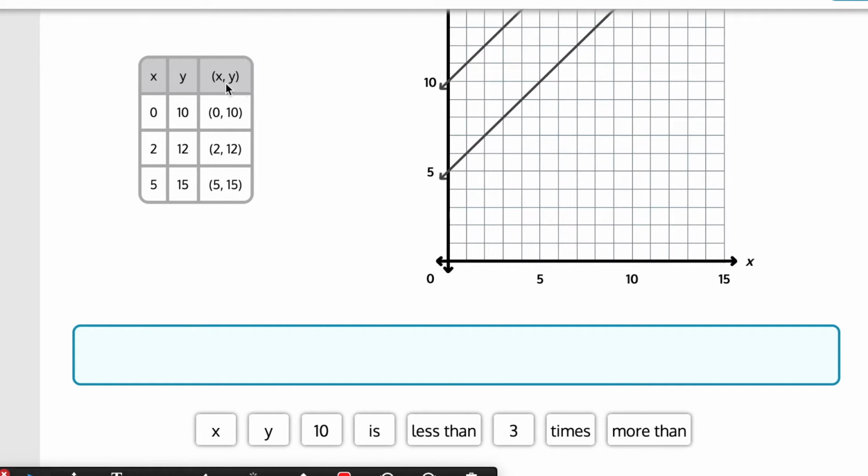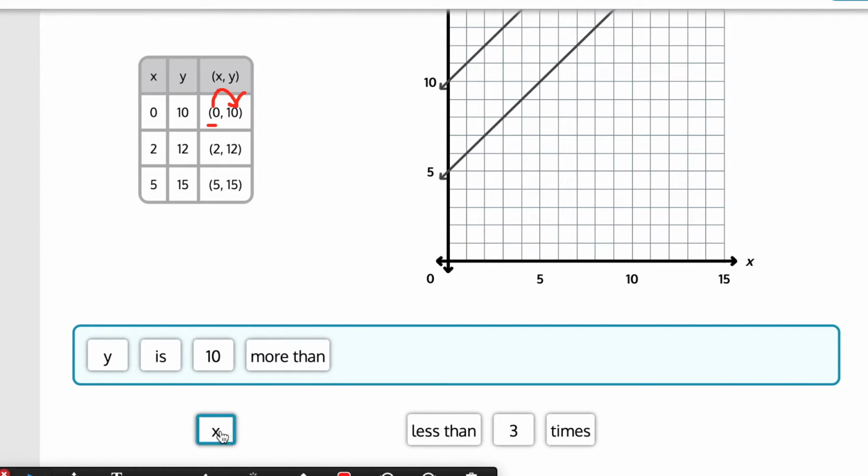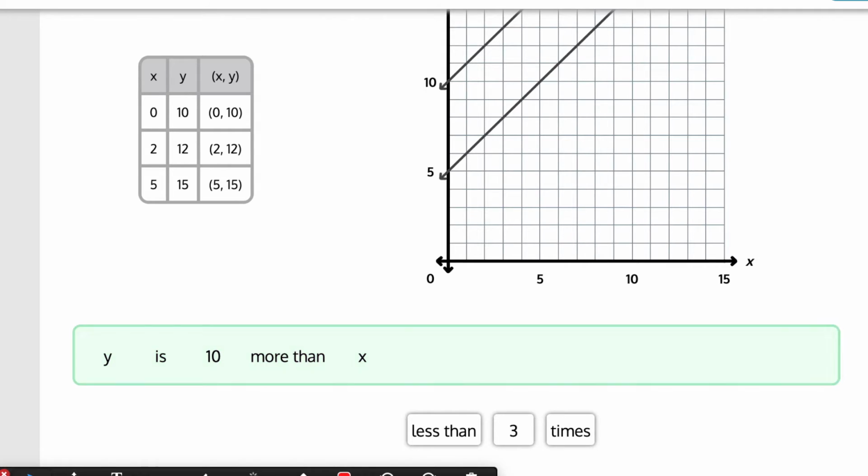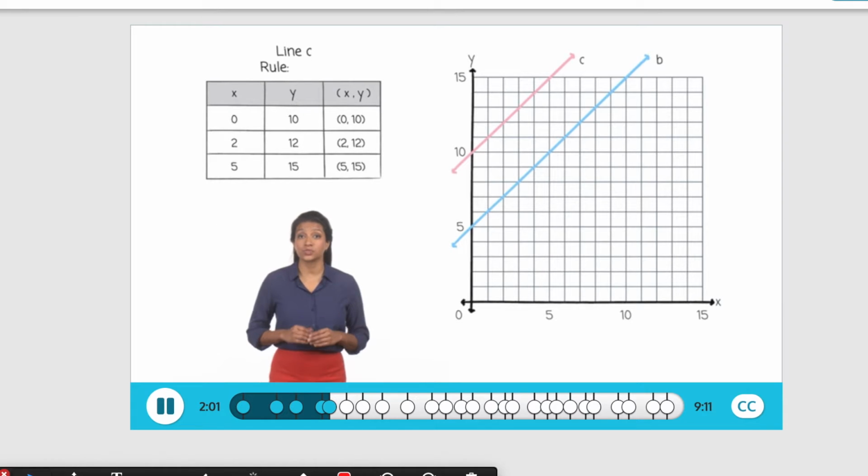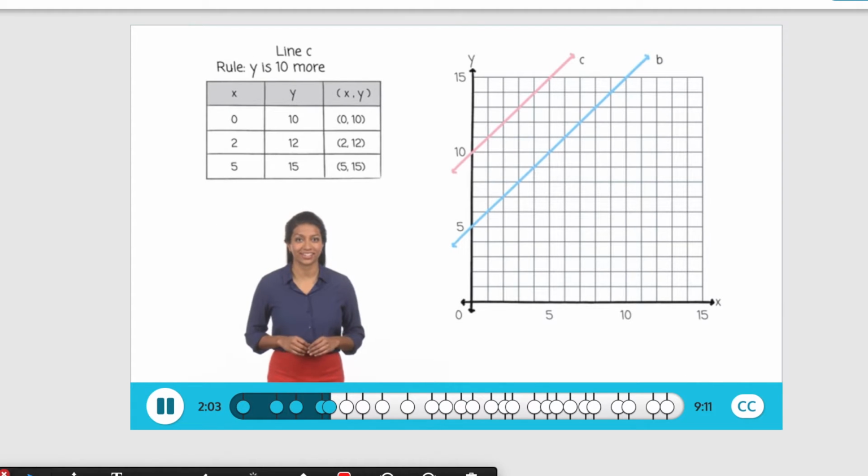So I'm noticing in each coordinate pair, if I start with x, I'm adding 10 to get y. 10 is 10 more than 0, 12 is 10 more than 2, and 15 is 10 more than 5. So I could say y is 10 more than x. Yay. Line C's rule is y is 10 more than x.